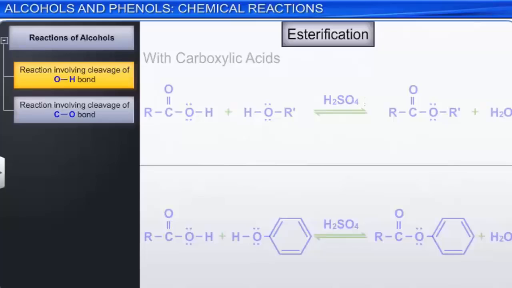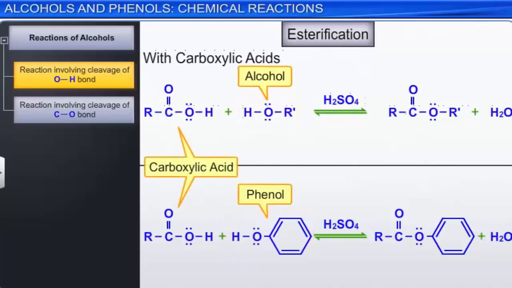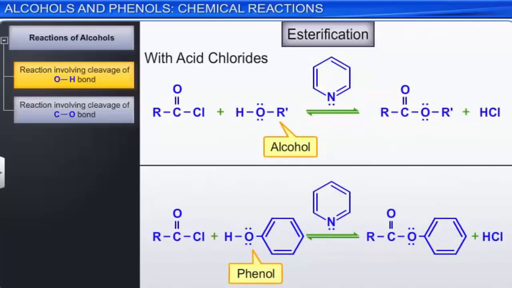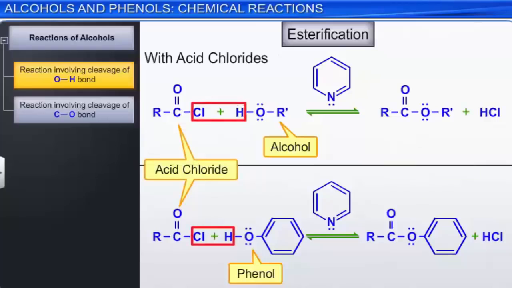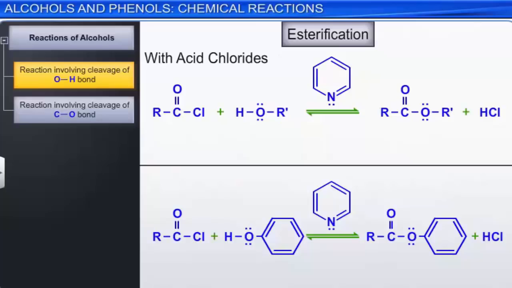Both alcohols and phenols react with carboxylic acids to form esters and water. This reaction is slow and reversible. Sulfuric acid is used as the catalyst in this reaction. Alcohols and phenols can also react with acid chlorides to form esters. These reactions are carried out in the presence of a base, such as pyridine. The base neutralizes the hydrochloric acid as it forms, which causes the equilibrium to shift right.